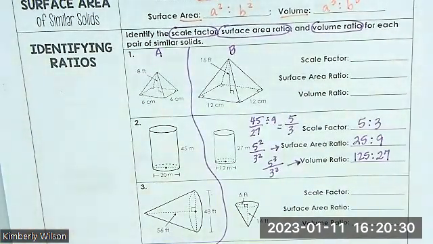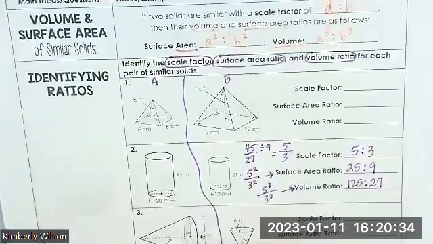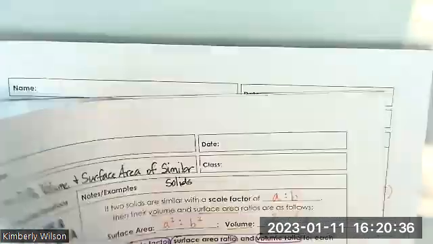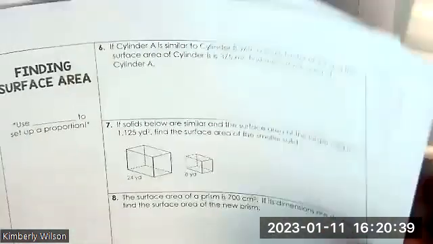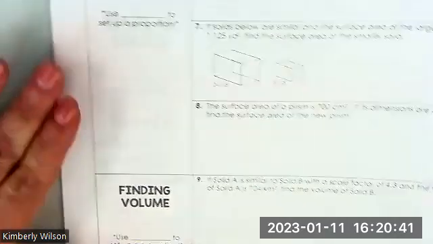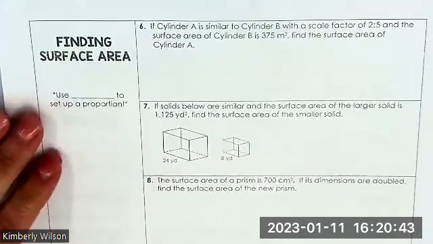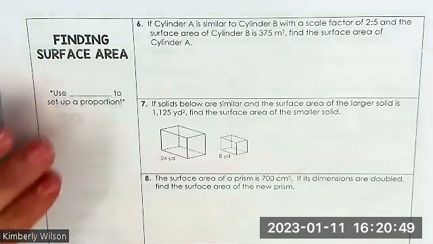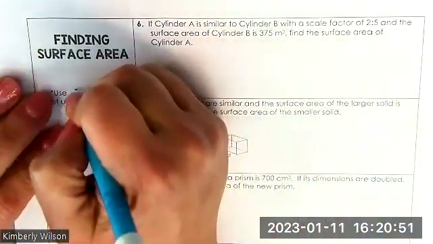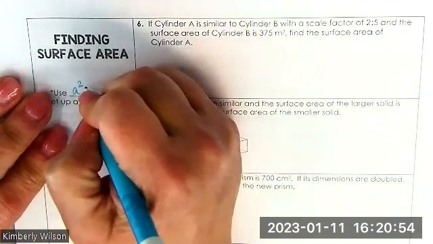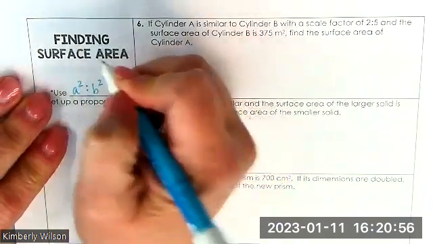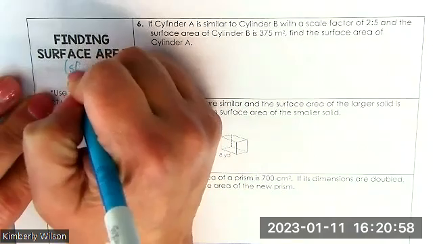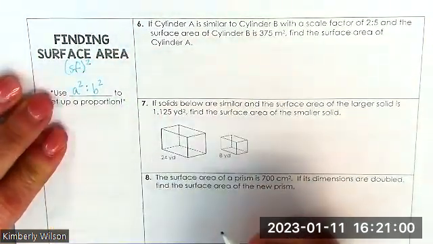Moving right along, we're now going to look at number 6. Let me shuffle around my pages here and make sure we can see everything. Okay, so for this, we're finding the surface area. So we're going to use A squared to B squared, which means I'm doing the scale factor squared.